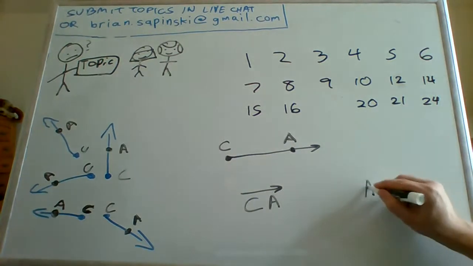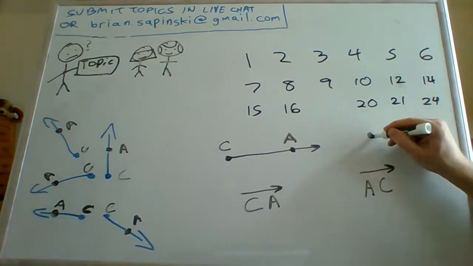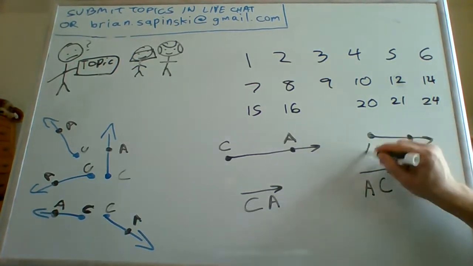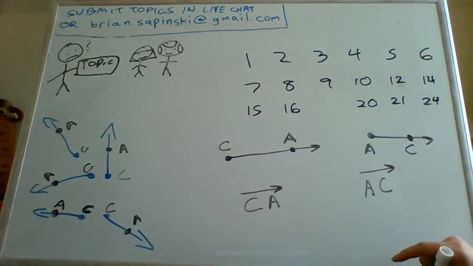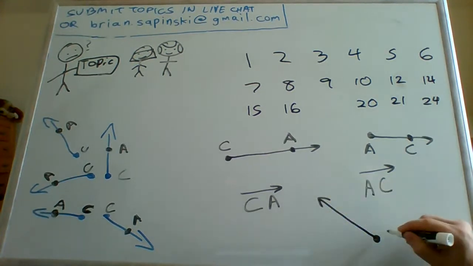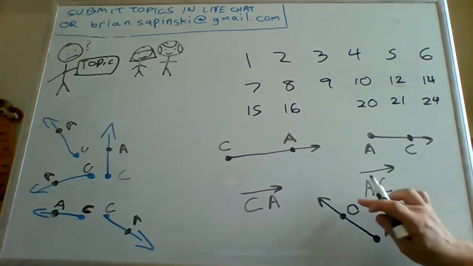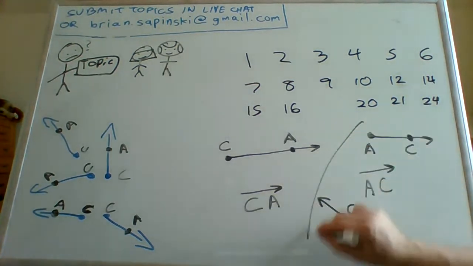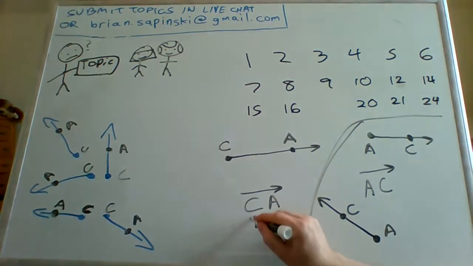For it to be AC, A would have to be the starting point of the ray. So A would have to be over here, and C would have to be over there in order for it to accomplish that. Same story again: if it's pointing to the left, A would have to be the end point of the ray and pass through C along the ray like that. That would be the circumstance in which you can call it this. So you have to recognize that at all times.